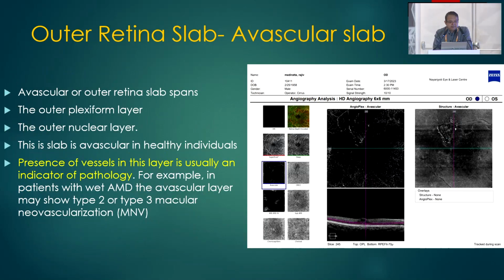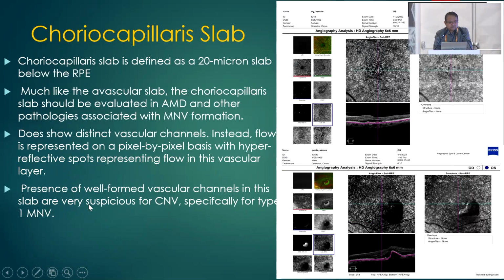Outer retinal slab extends from the outer plexiform layer to the outer nuclear layer. This slab is avascular, so any vasculature in this layer denotes a pathology like MNV. Choriocapillaris slab is defined as a 20 micron slab below the retinal pigment epithelium. Much like the avascular slab, the choriocapillaris slab should be evaluated in AMD and other pathologies associated with MNV.